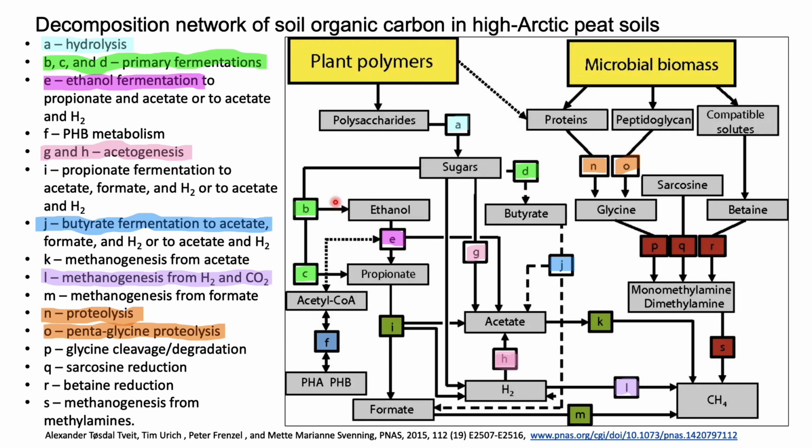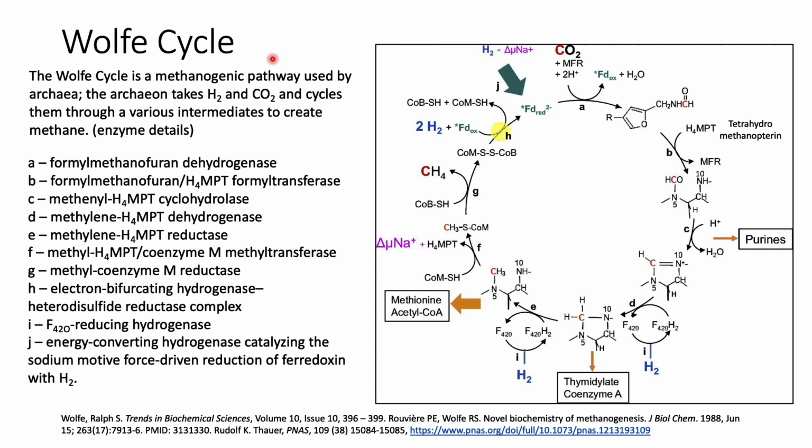So this is the decomposition that is happening in the soil organic carbon in the high Arctic peat soils. And we also talked about the Wolfe cycle which is involved. So what is the Wolfe cycle? It is basically another methanogenic pathway used by archaea. Here the archaeon takes hydrogen and carbon dioxide and cycles them through various intermediates to create methane. Some of the enzyme details are given here. All these are basically enzymes A, B, C, D, E, F up to J. All these enzymes are involved in the conversion of this overall process.